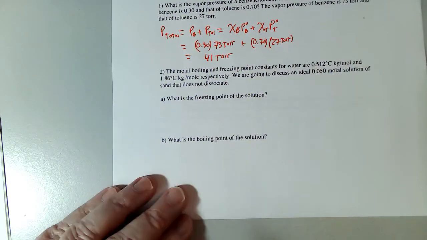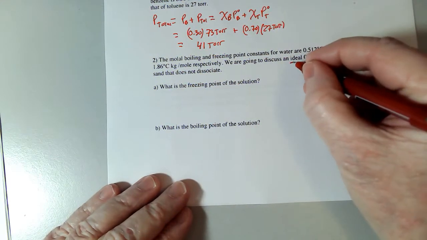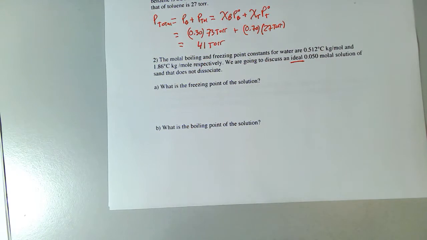Okay. Now, question about colligative properties. So we have the constants, freezing point and boiling point constants for water that are given. We have an ideal solution. Ideal. It's 0.050 molal sand, so it's not going to dissociate.